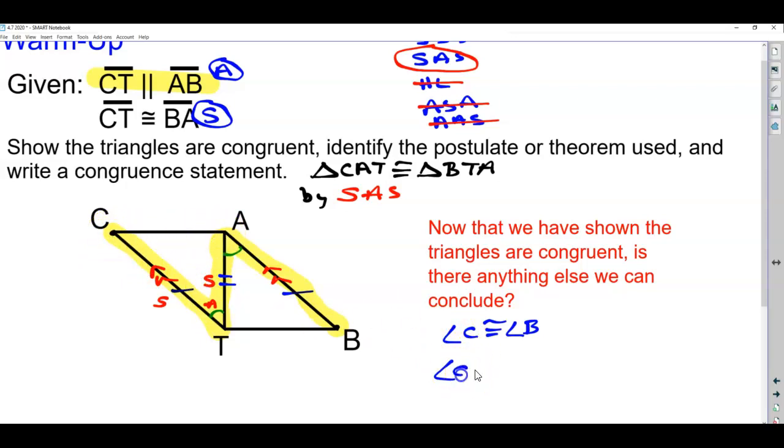Angle CAT is congruent to, now you can read your statement as well. Notice CAT has to be the same as BTA, or you can read your triangle. BTA, this angle down here, has to be the same as this one if the triangles are congruent by side angle side. And then we know one more conclusion, the two side lengths that we don't know anything about, CA is congruent to, and look, I could even read my statement, CA has to match with BT.